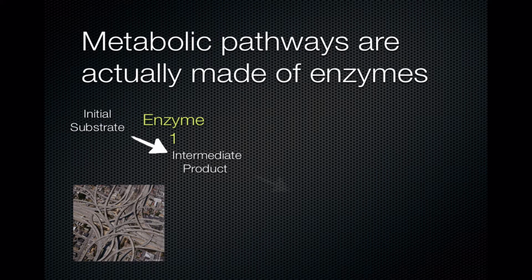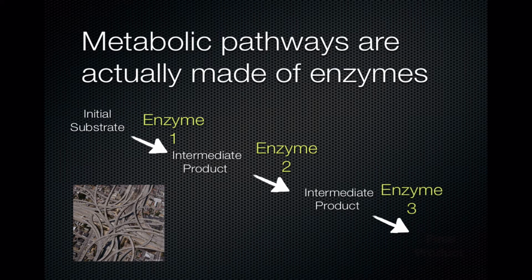Okay, but that isn't where it stops. That product then becomes the reactant for a second enzyme, and you get a secondary product produced. And then let's say that secondary product becomes the reactant for a third enzyme, and that's what produces your final product. So in order to get to the final product, we had to go through 3 different enzymes.